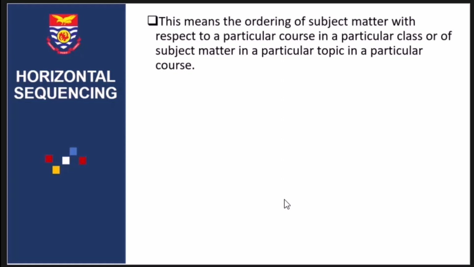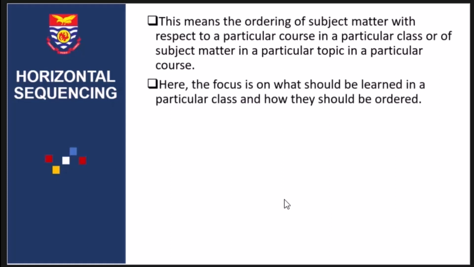So at this level, we can relate this with a horizontal line. We are talking about the same level, but how do you sequence your subject matter at the same level? A particular class, let's say JHS 1. How do you sequence your subject matter at that particular level? If you are teaching a topic like sets in JHS 1, how do you sequence the body of knowledge? That is what we mean by horizontal sequencing.